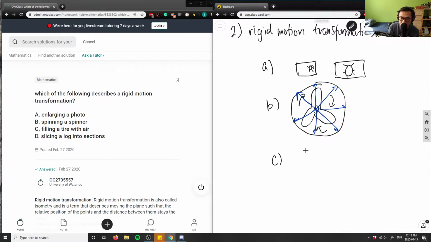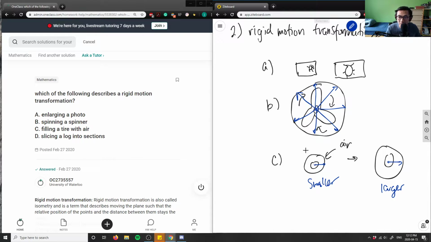So filling a tire with air. If I had a tire here, again, I'm sorry for my drawings. If this here is a tire and I'm putting air in, what I'm going to get is a bigger tire. The tire is going to enlarge and it'll have more air in it. So if I'm increasing the volume of the tire, then I'm increasing the distance. The distance between the center and the end of the tire here is smaller than this one. The center of the tire and this one is larger, because there's more air in it. So it increases in radius, increases in diameter. So this is not an example of rigid transformation.